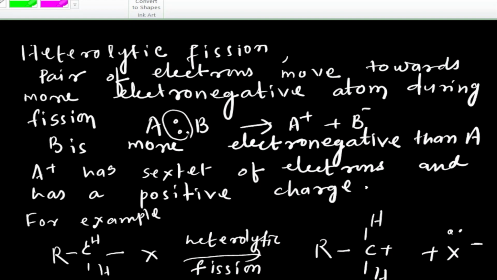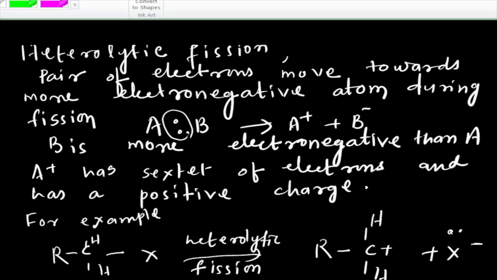That means, what happened here to A plus? Because 2 electrons have gone to B, which now has a minus charge, A has fewer electrons, that is a sextet of electrons, and has a positive charge. If it is C, then it is called carbonium ion.